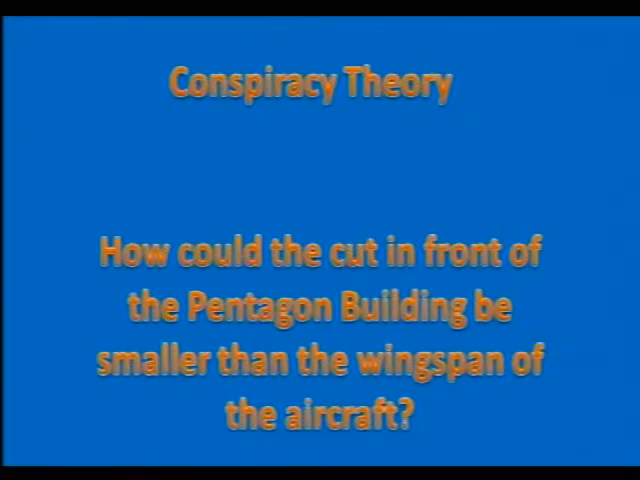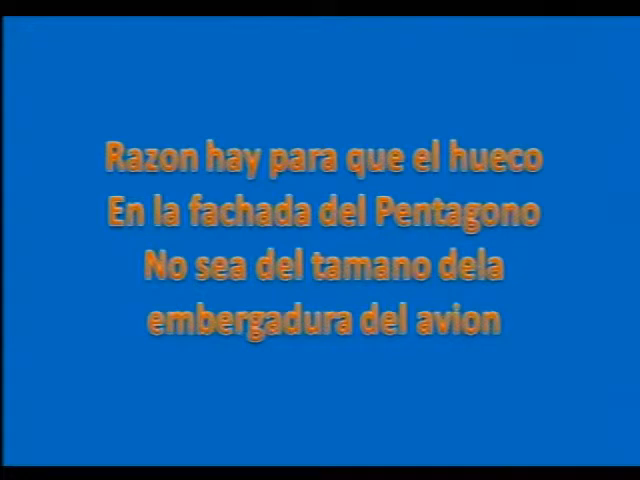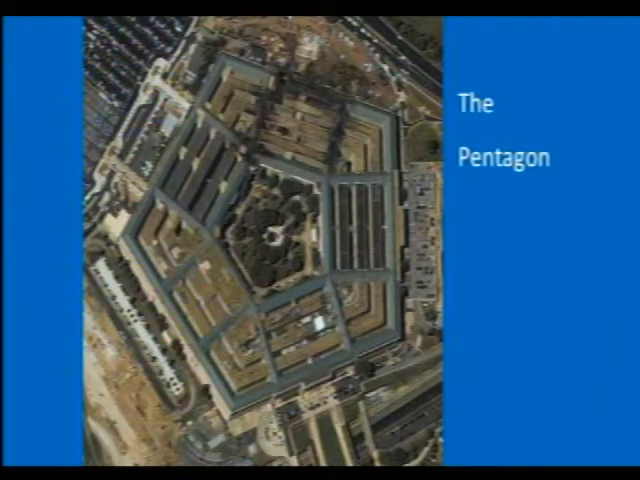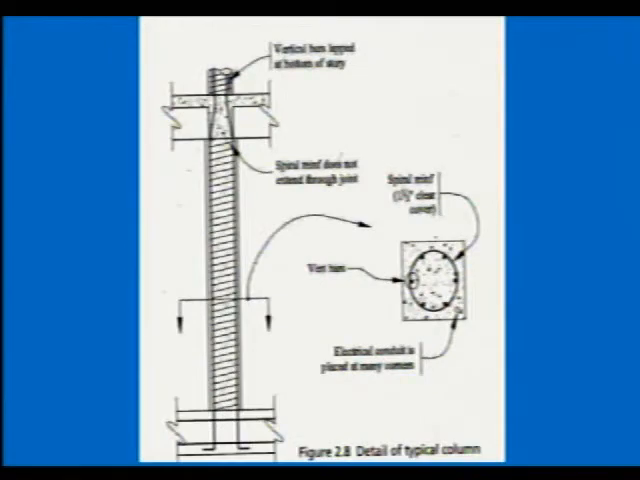Now, the conspiracy theory said, how could the cut in front of the Pentagon building be smaller than the wingspan of the airplane? And indeed, the wingspan of the airplane was about 40 meters. The cut was about 30 meters. The other one was, they said, how can aluminum cut steel? How can an aluminum airplane hit a steel building and cut it? How can that happen? They still ask that question.